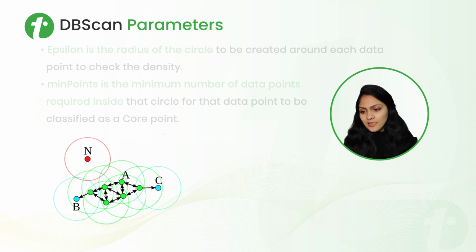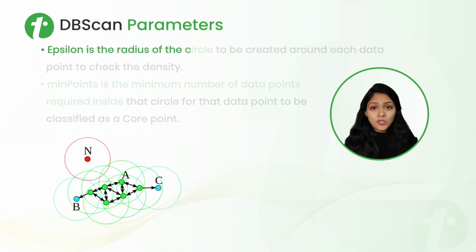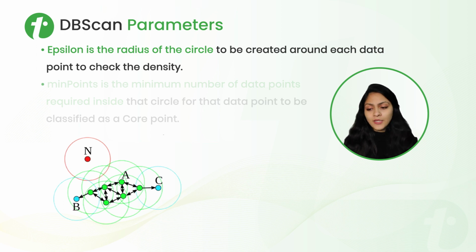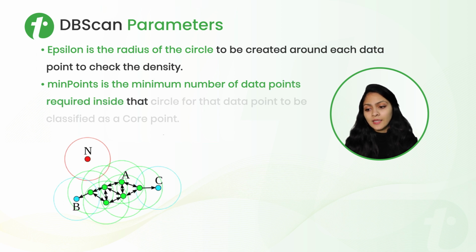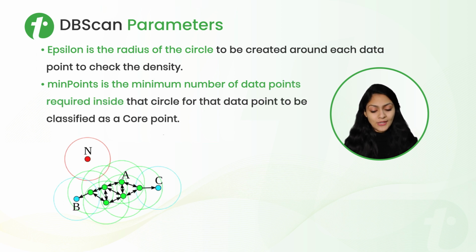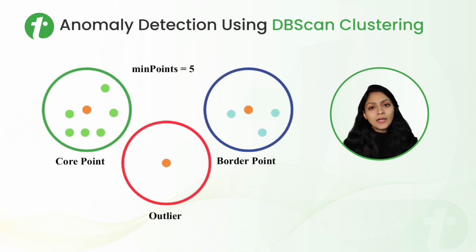The first parameter is epsilon. Epsilon is the radius of the circle to be created around each data point to check the density. And the second parameter is min points. Min points is the minimum number of data points required inside the circle for that data point to be classified as a core point. Now let's understand how DBSCAN clustering works.